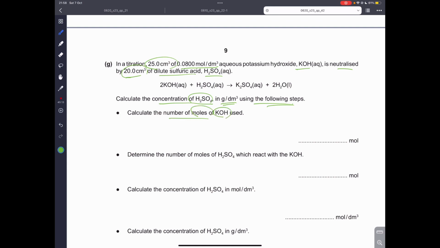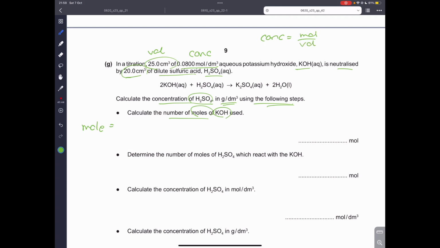So the number of moles, remember, is mass over molar mass, but in this case we are not going to use that, because we have been given the concentration and we have been given the volume. So remember, concentration is equal to moles by volume, right?